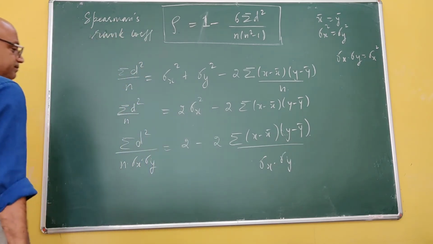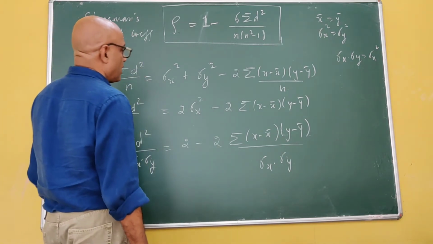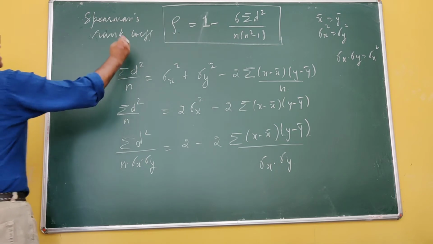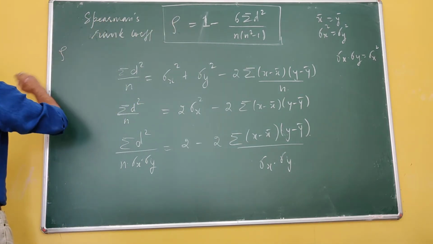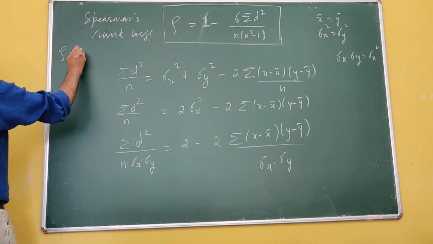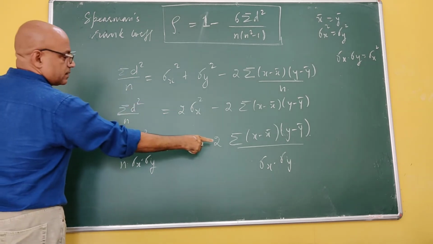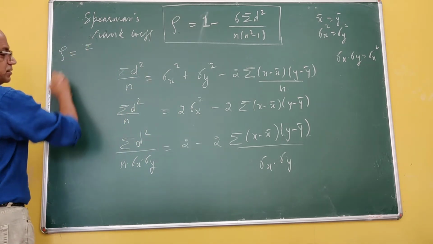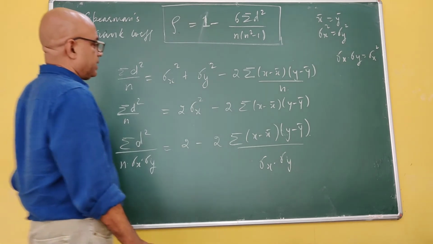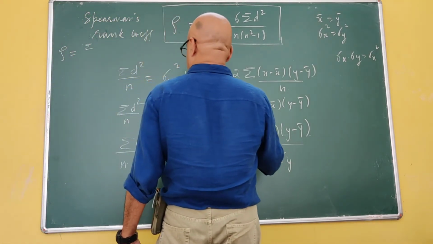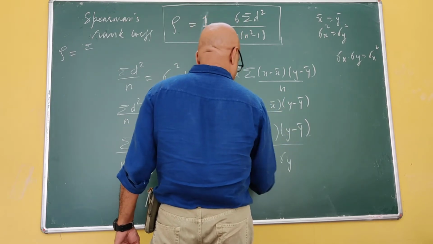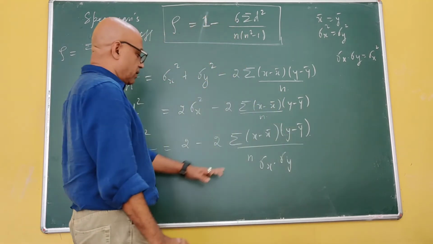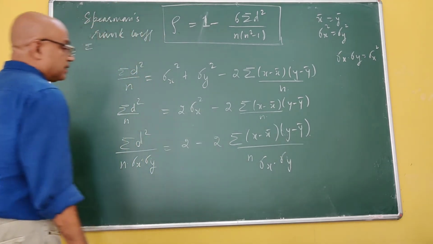Now you see, this I am saying is Spearman's rank correlation coefficient. Whether it is Spearman's or Karl Pearson's, it should have looked like that. Summation, oh, that's a divided by n, that's it. Sorry, that is a divided by n. I'm sorry, please put that n there.